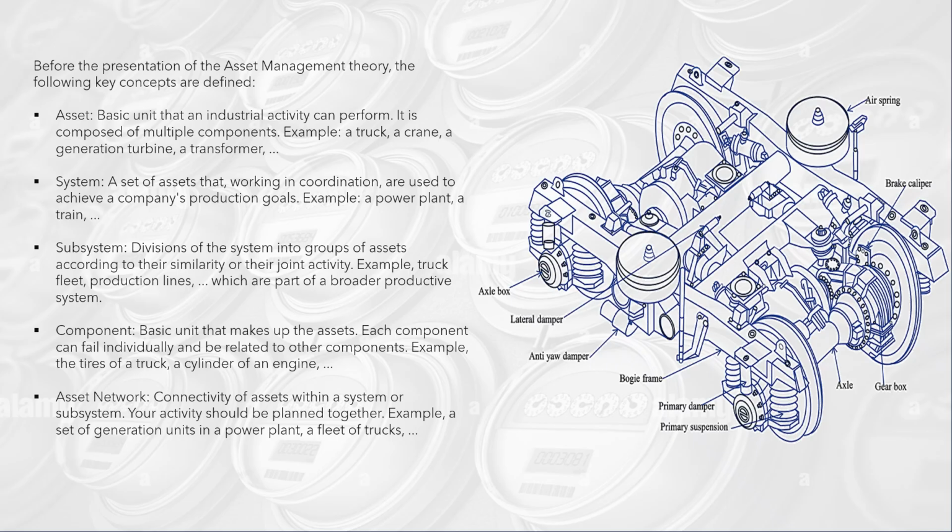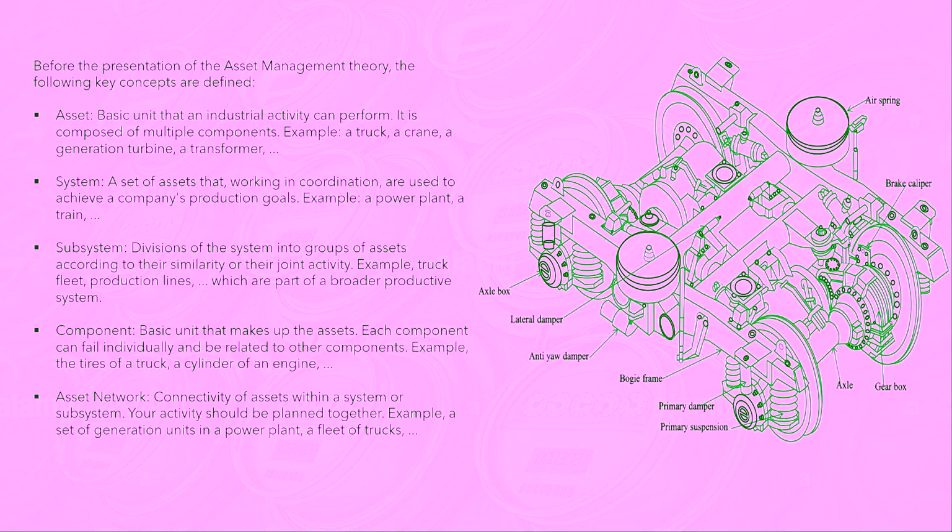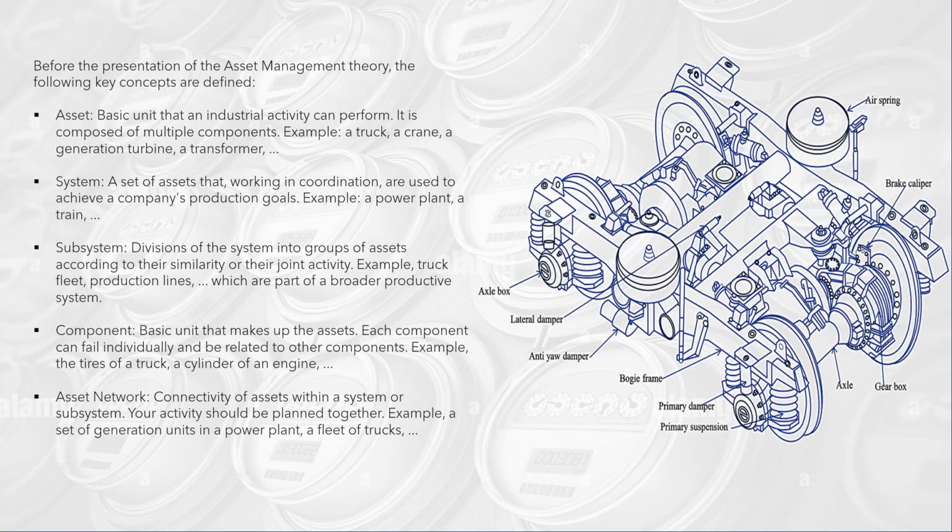Component, basic unit that makes up the assets. Each component can fail individually and be related to other components. Example, the tires of a truck, a cylinder of an engine. Asset network, connectivity of assets within a system or subsystem. Their activity should be planned together. Example, a set of generation units in a power plant, a fleet of trucks.